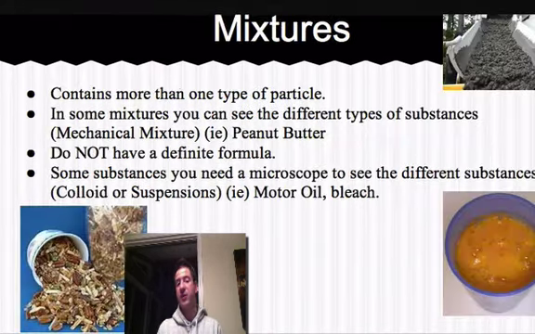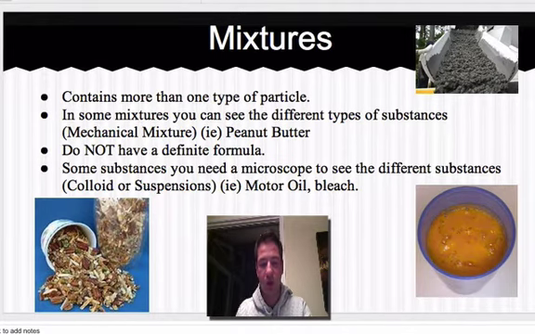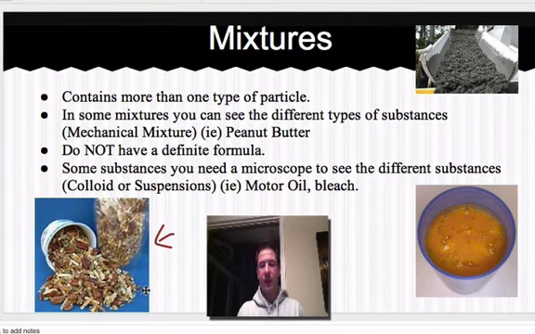Now we talk about mixtures on the other hand. They contain more than one type of particle. If you take a look at the image down below, that is what we would call a mechanical mixture. In a mechanical mixture, you can see all the different components. For example, peanut butter. You can see different types, so you can see the nuts in it, like say it's peanut butter with nuts.